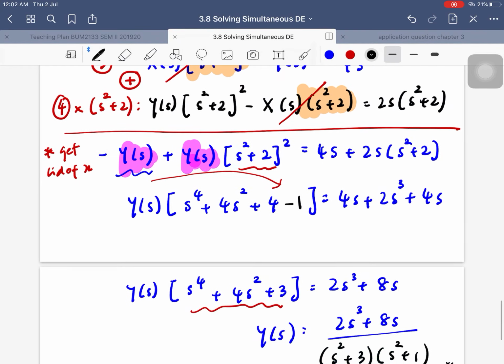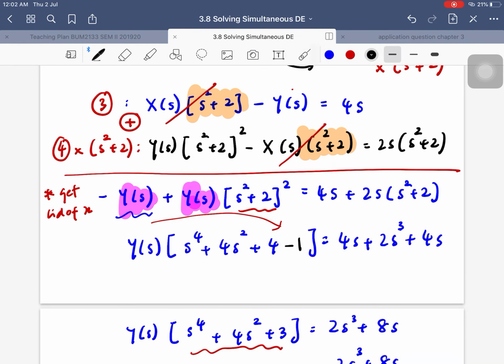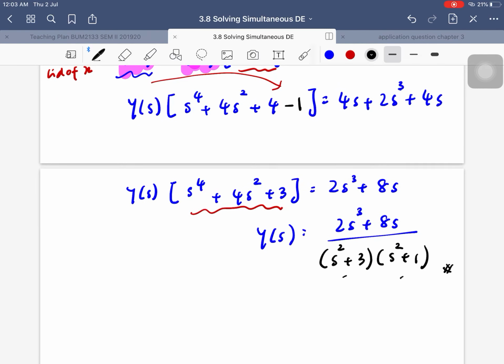Okay, so we actually achieved that by using elimination. All we have to do is make the coefficients equal. So we get rid of one of the variables, we simplify and obtain what is going to be Y(s). I'm not sure about you, but I always find elimination easier. But then again, find whatever suits you.